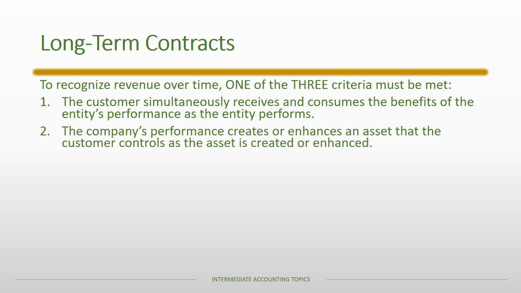Number two, the company's performance creates or enhances an asset that the customer controls as the asset is created or enhanced. A common example of this could be a building remodel. So let's say that you have a large building and a contractor comes in and they're going to remodel everything. Well, the client firm, the landlord or the person who owns the building, they control the asset. They control the building as it's being created or enhanced. And so that would allow the contractor to recognize revenue over time.